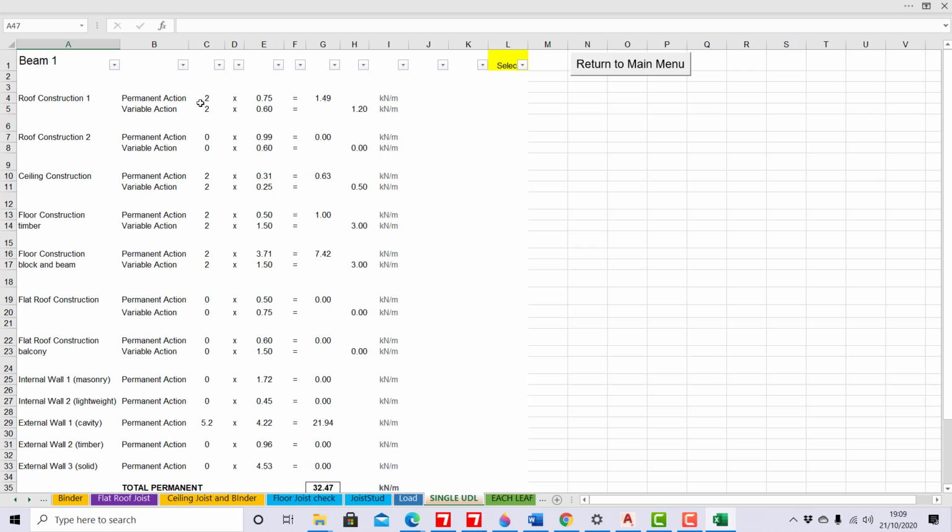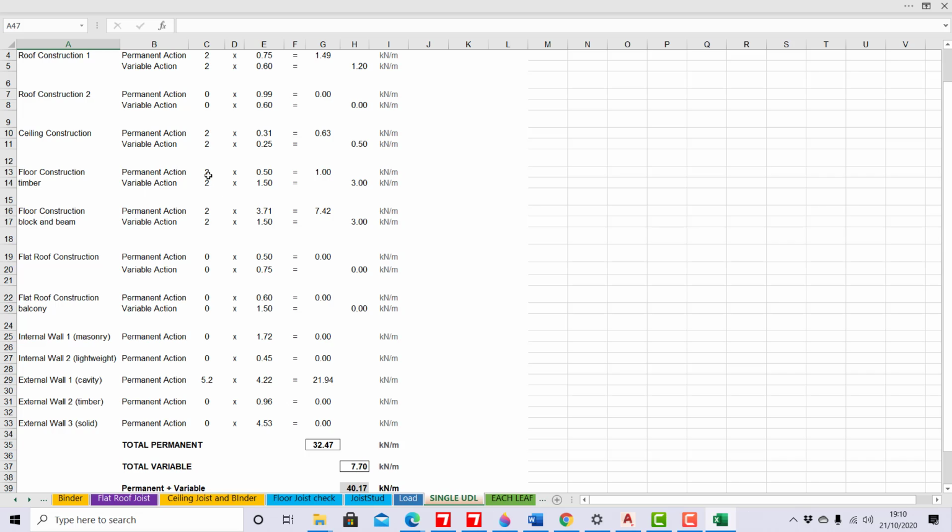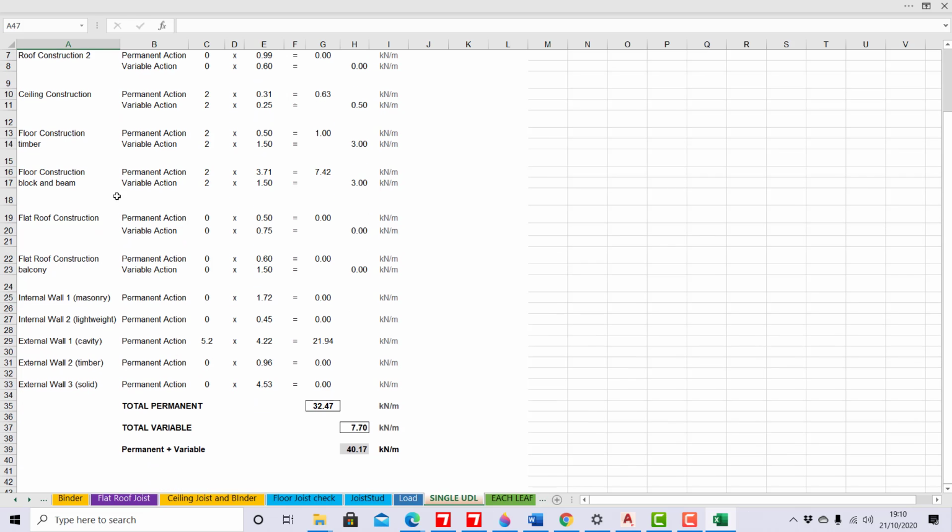There's your first load, 2 meters. Remember, that was your permanent action. There's your variable action for the 0.6 and the 0.75. There was no second roof. Ceiling construction, again, there's the permanent, there's the variable multiplied by 2. Floor construction, 2 meters. There's your permanent action. There's your variable action, your imposed load of 1.5 kilonewtons a square meter.